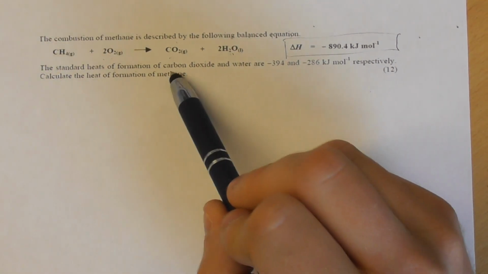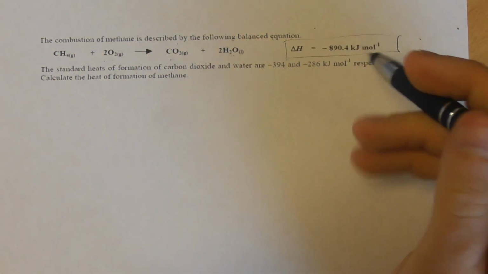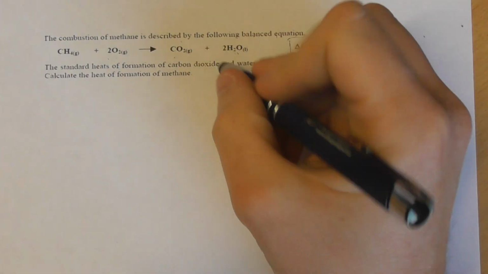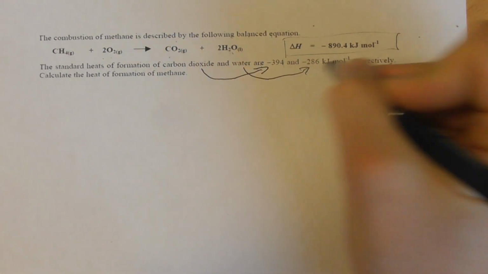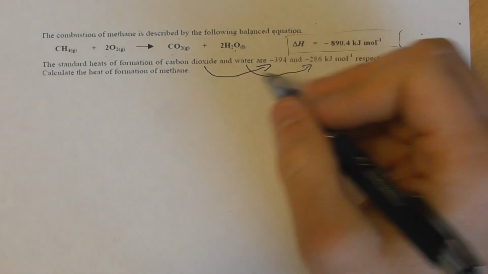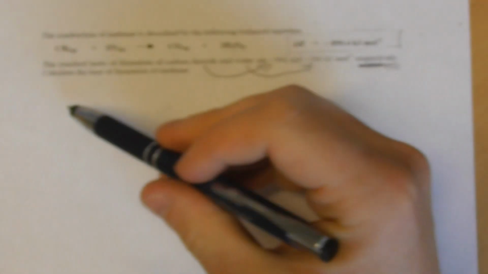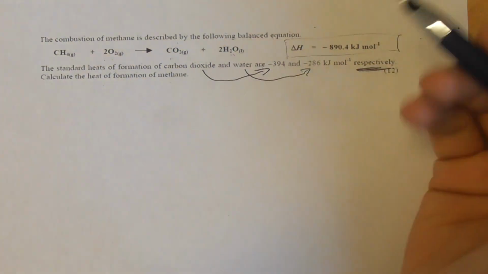The standard heats of formation of carbon dioxide and water are that. Don't forget that that's the order of them. The order is carbon dioxide and then water. You see that word respectively, so just be careful that you're clear on which is which. Calculate the heat of formation of methane.